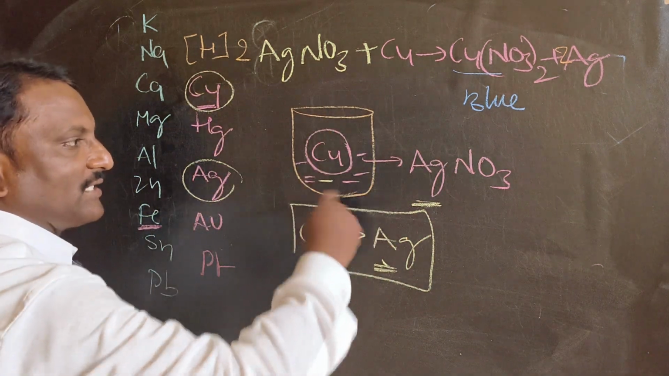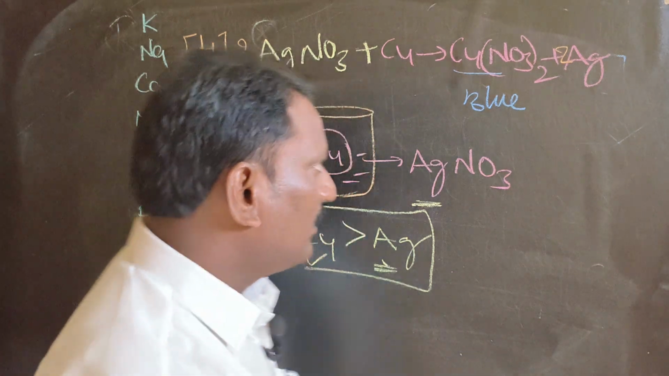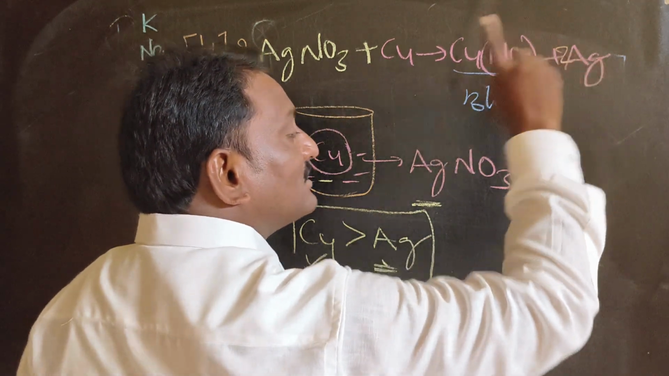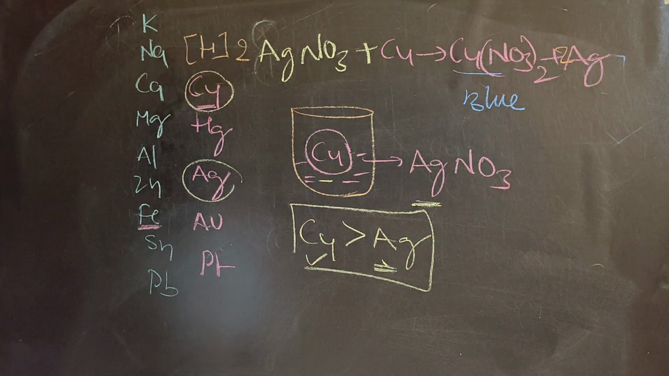By using this reaction, we will get silver from silver nitrate, because the copper coin gets deposited or coated with silver metal. Silver metal. Okay, very good. Next one.